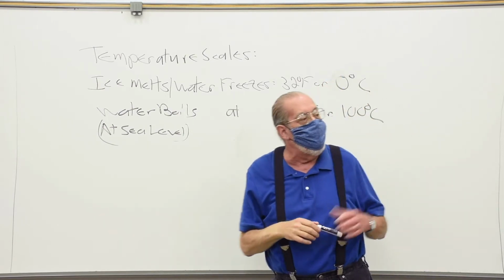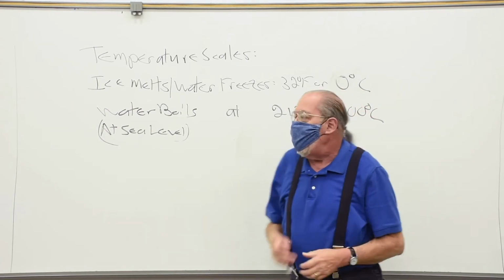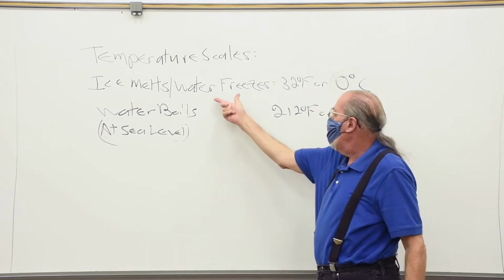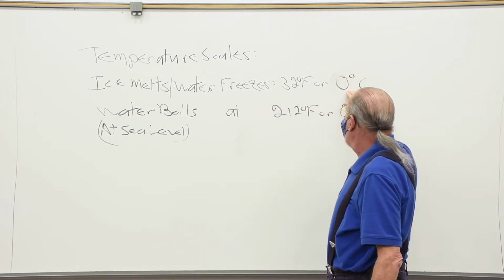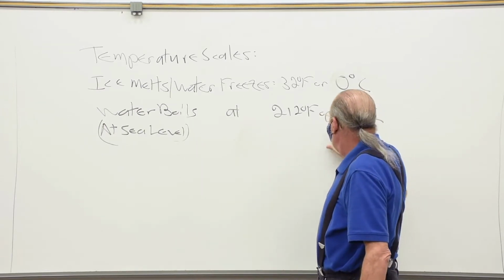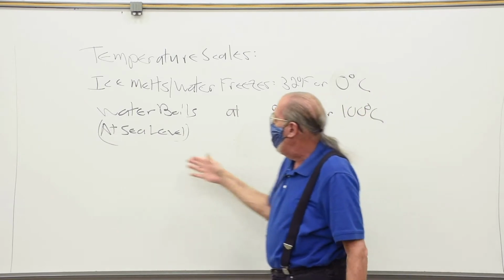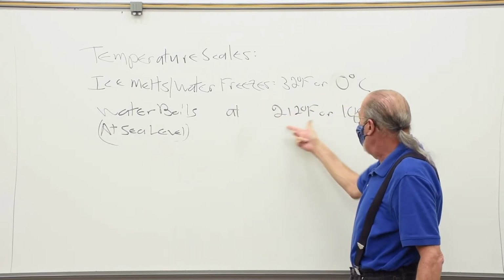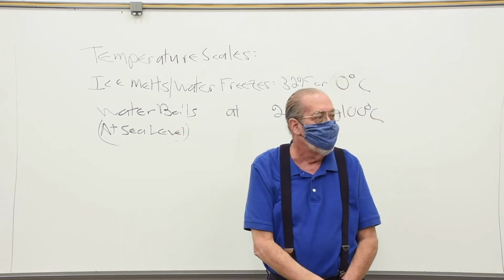I mentioned that a thermometer is just some substance that expands, and you stick it in a mixture of ice and water. Wherever it goes to, you label that this way. You stick it in boiling water at sea level, and you put a mark on it and label it this way. As you go up above sea level, the temperature at which it boils goes down.